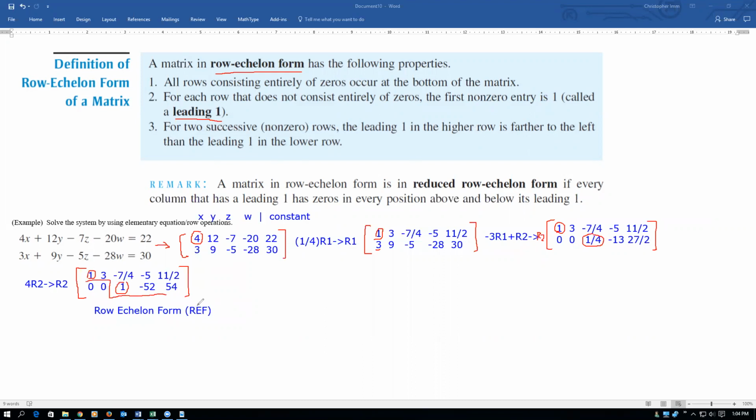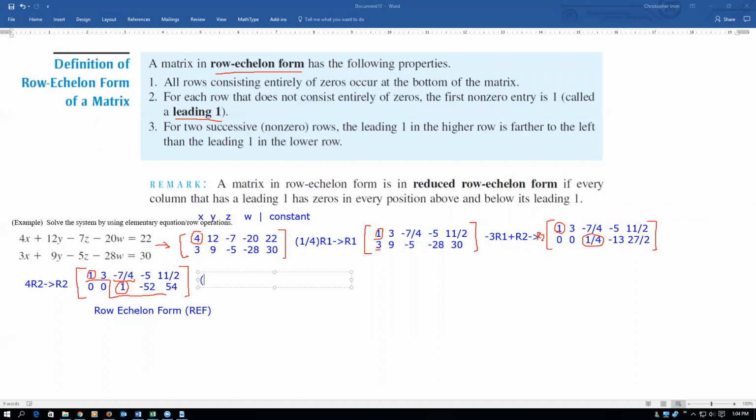Now this could be used to solve the system. However, if we use RREF, that's going to give us our solution a little bit easier. So as a remark, a matrix in row echelon form is in reduced row echelon form, or RREF, if every column that has a leading 1 has zeros in every position above and below its leading 1. So really, the last thing we would have to do to turn this into our RREF is create a 0 here. And we can do that by multiplying that second row by 7/4 and adding it to the first row.